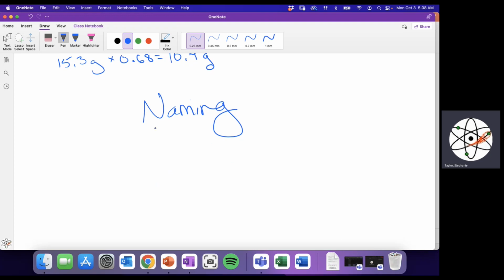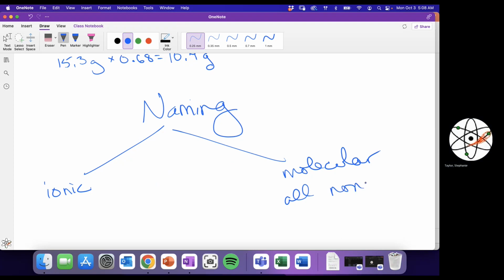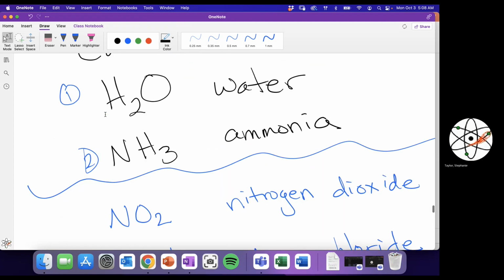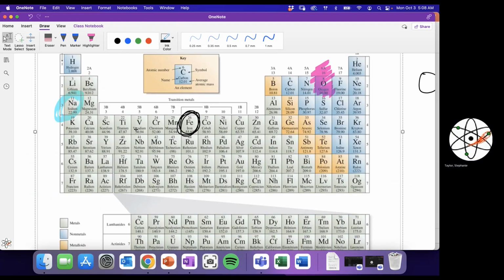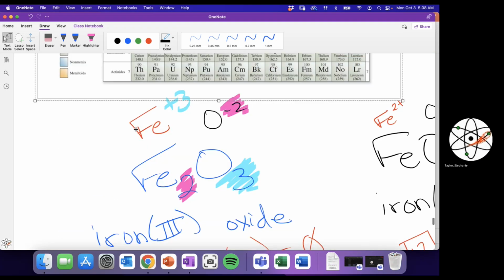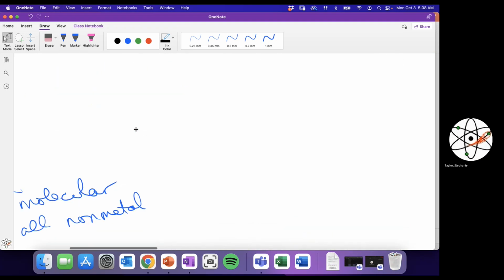So as far as naming goes, you got two basic options. You have ionic things and you have molecular things. So molecular things are going to be all nonmetals. And so when we look at a periodic table, there is one. Right here.